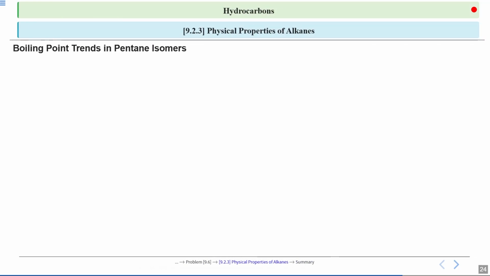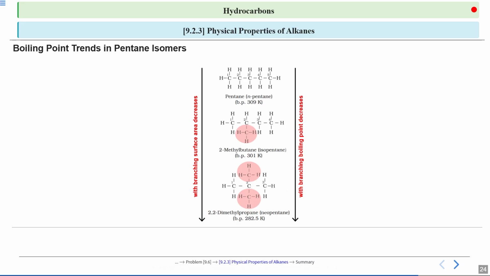Now let us try to understand boiling point trends in pentane isomers. So here you can have 3 isomers of pentane. The first one is a straight chain. Now we branch one of the branches on the straight chain. Then after that we branch 2 substituents. This increased branching is decreasing your boiling point. You can see here very quickly.